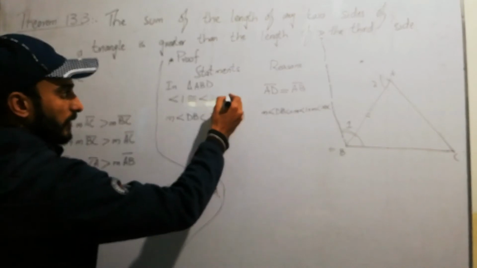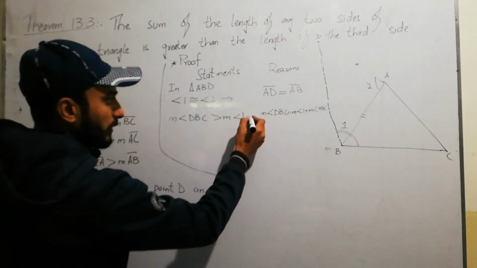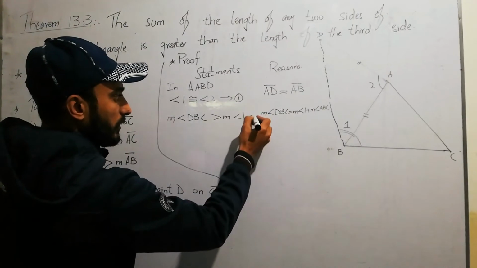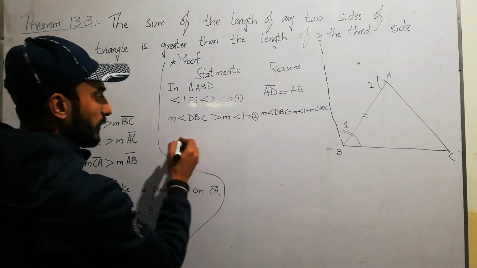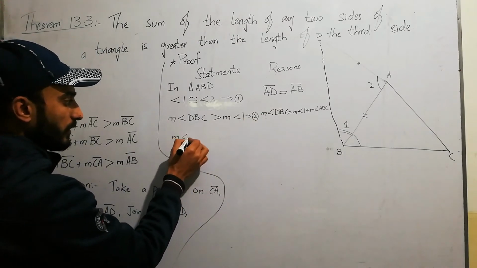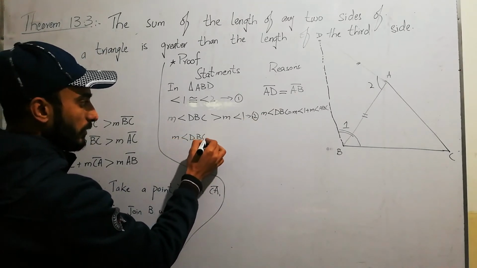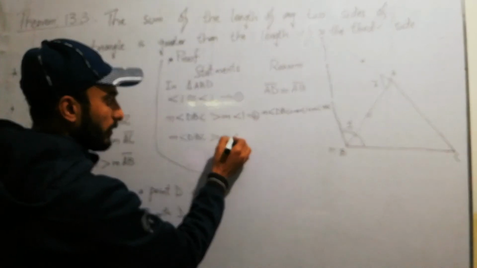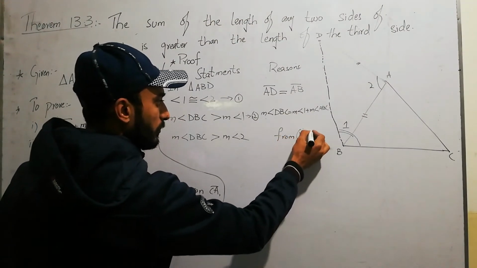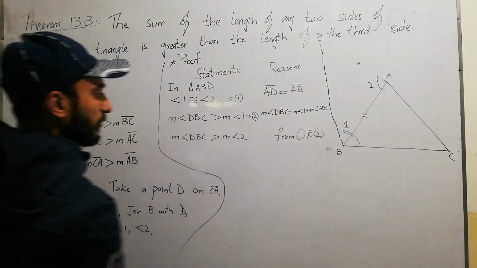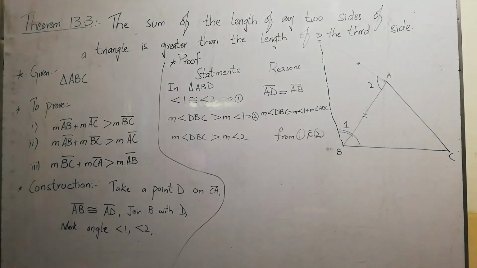In equation number 1 we can say angle 1 is congruent to angle 2. In 2 we can say measurement of angle DBC is greater than measurement of angle 1. So from equation 1 and 2 we can say that measurement of angle DBC is greater than measurement of angle 2.